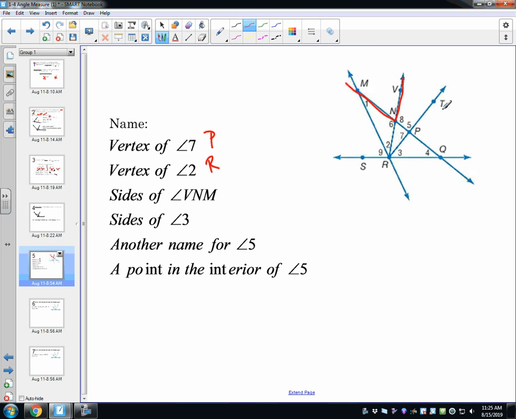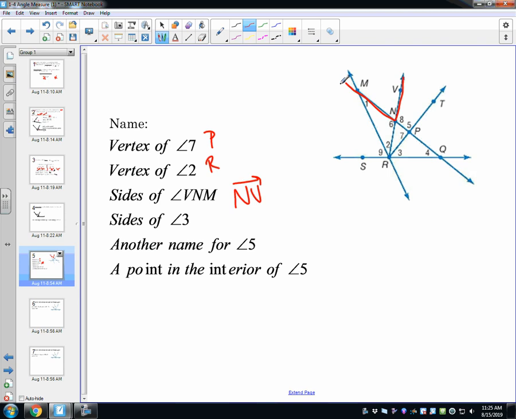Okay, so they want to know the sides of it. By definition, what are the sides of an angle? The rays. That's what I'm looking for. Yeah, so we're going to name them as rays, right? So how do I name this ray? What do I have to start with? You have to start with N and then the V. N is your endpoint or the vertex, right?